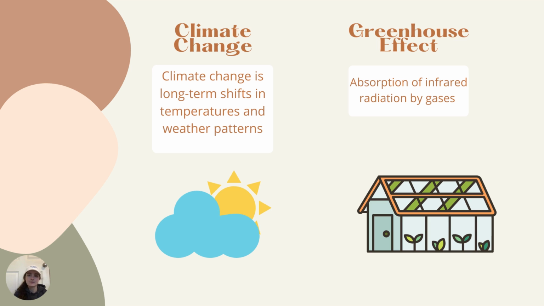First, let's clear up some terms that will likely come up a lot during our lesson today. Climate change is long-term shifts in temperatures and weather patterns around the globe. In our era, this change is caused by human activities such as burning fossil fuels. The greenhouse gas effect is the absorption of infrared radiation by gases we produce such as CO2 and methane, making the Earth warmer.